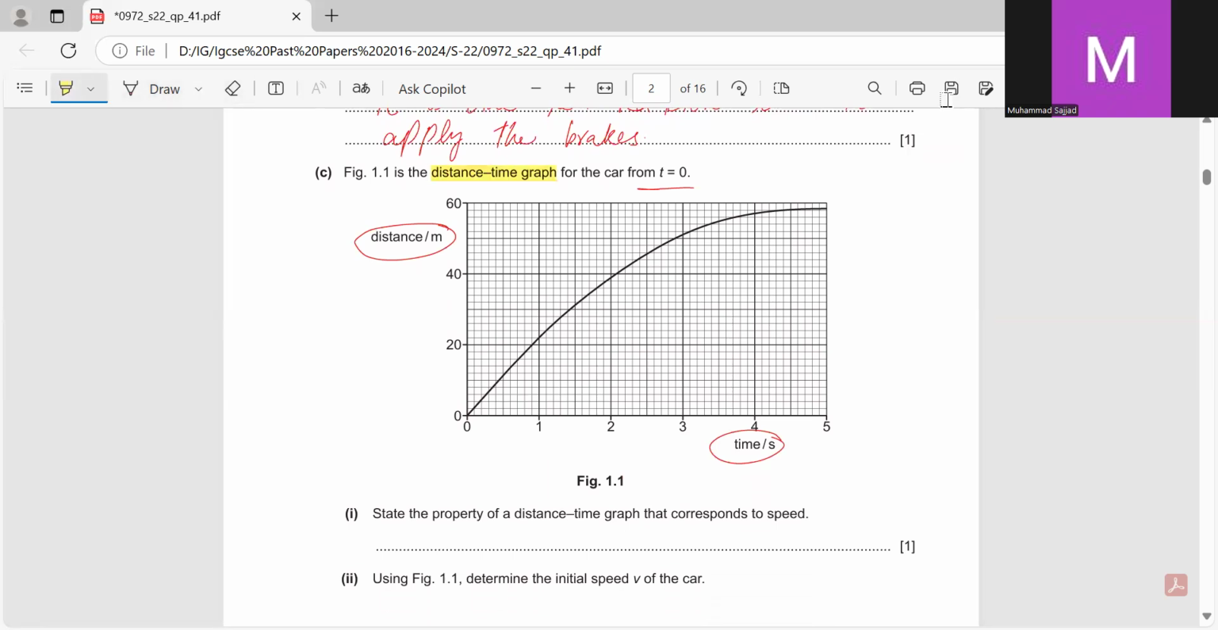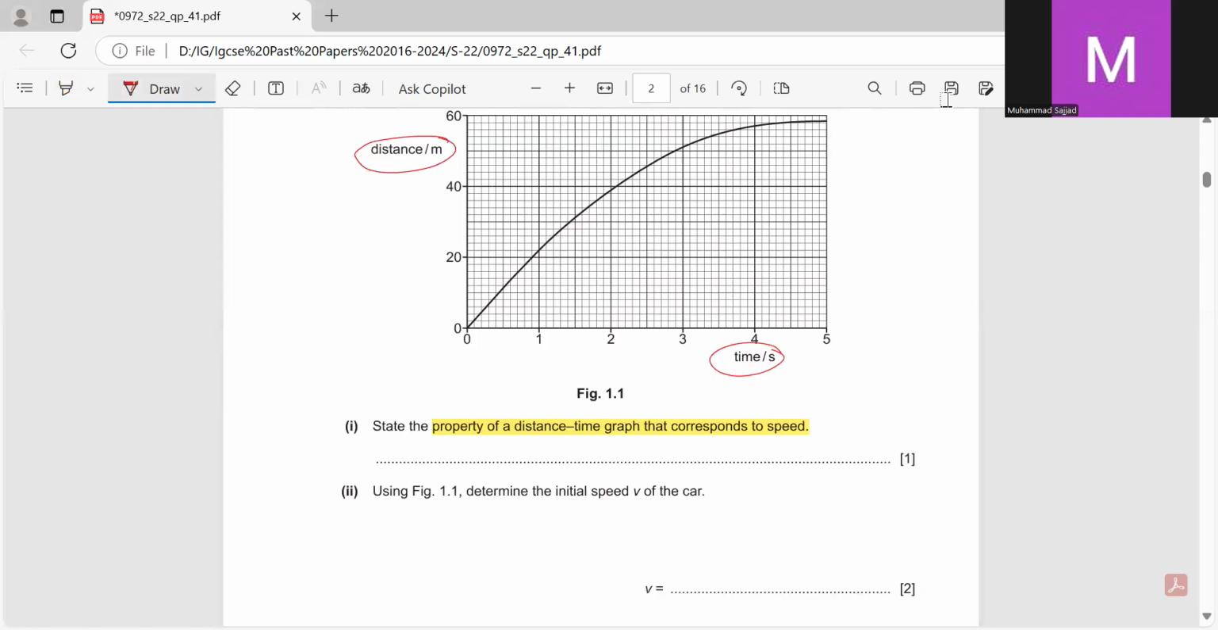Now state the property. It is a distance time graph. State the property of a distance time graph that corresponds to speed. The slope, or the gradient, of this distance time graph gives us speed, because when we take the gradient, that is rise over run. Rise is the distance, run is the time, so distance over time is speed. So very simply, this was a straightforward question.